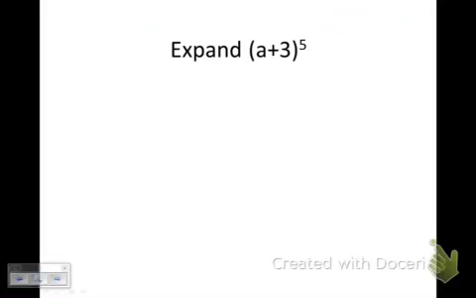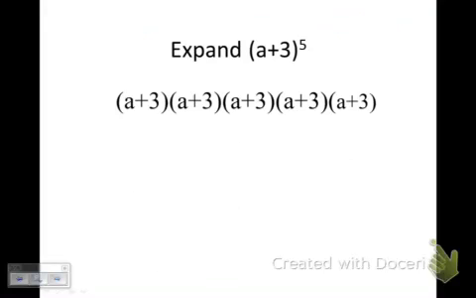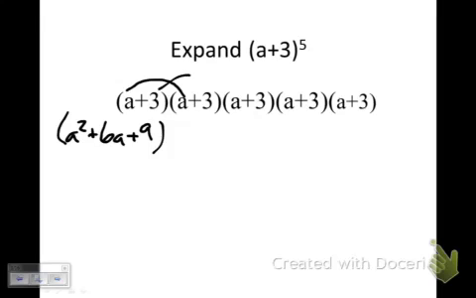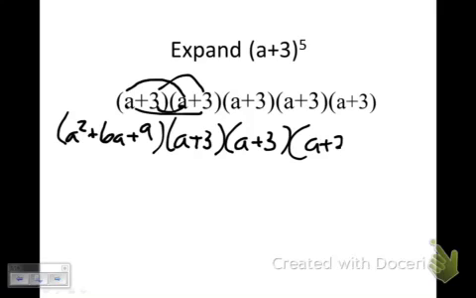What does that even mean? Well, we know that something raised to a power means you're going to multiply it by itself that many times. So for example, I've got a plus 3 times a plus 3 times a plus 3 times a plus 3 times a plus 3. Well, we learned a few chapters ago that when you multiply these, you're going to start by foiling. If I foil these first two, I get a squared plus 6a plus 9. And then I've still got a plus 3 times a plus 3 times a plus 3.